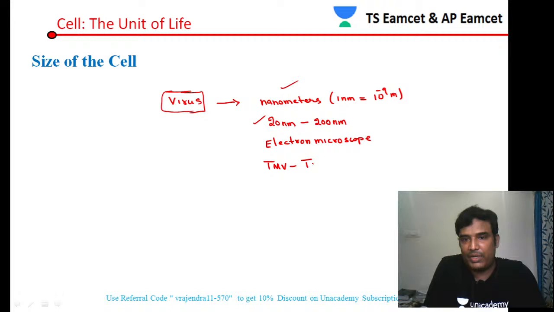If you see the size of the tobacco mosaic virus, it may range up to 300 nanometers. It is the largest virus actually. Tobacco mosaic virus is the largest virus.